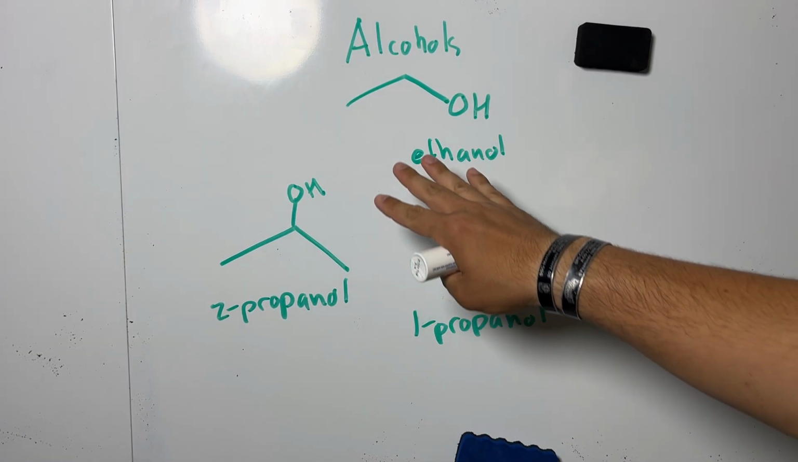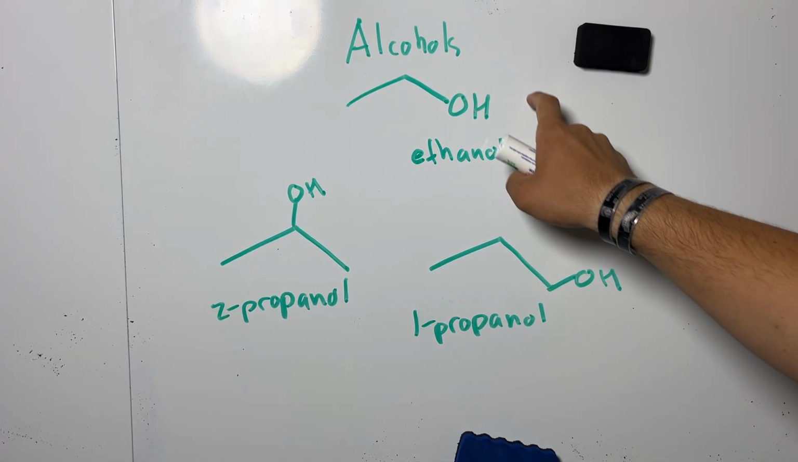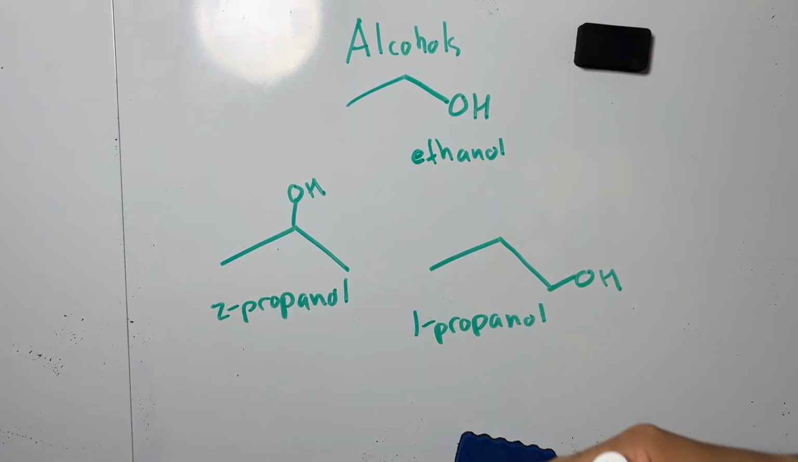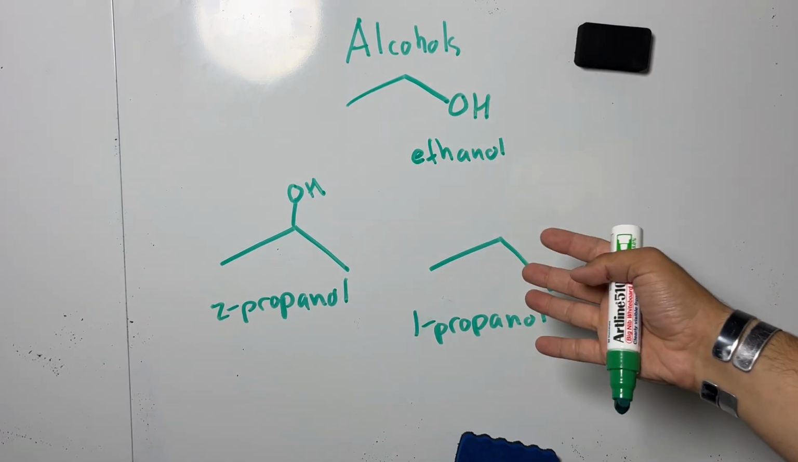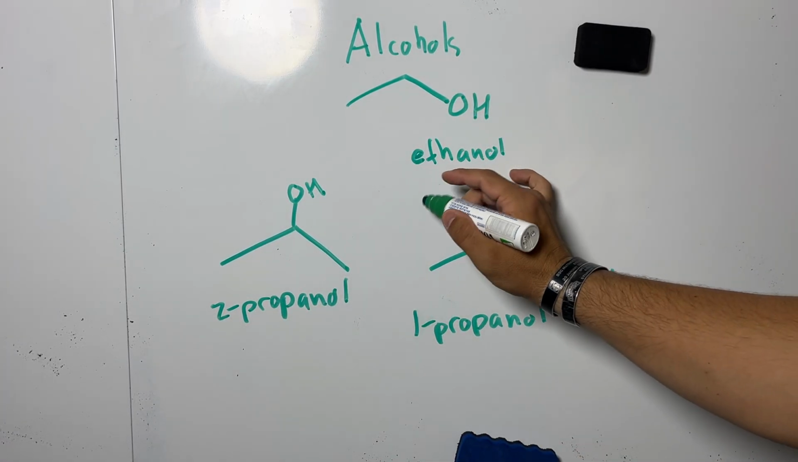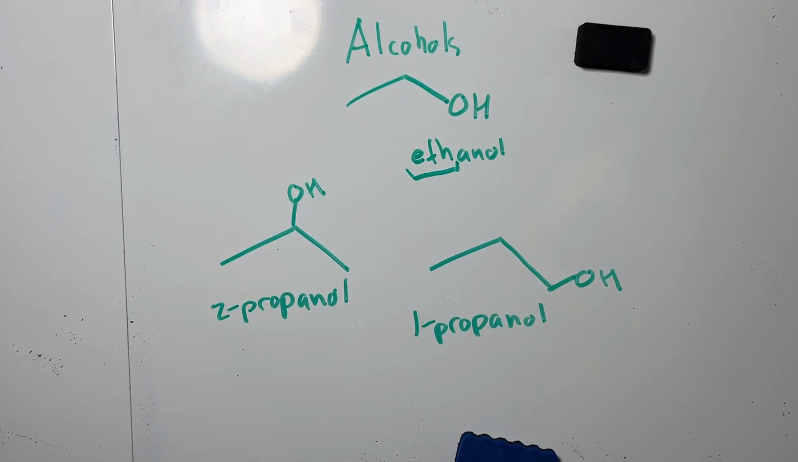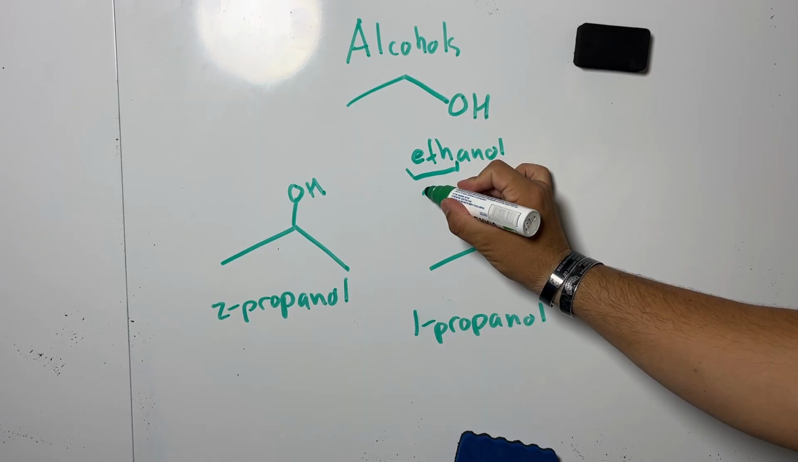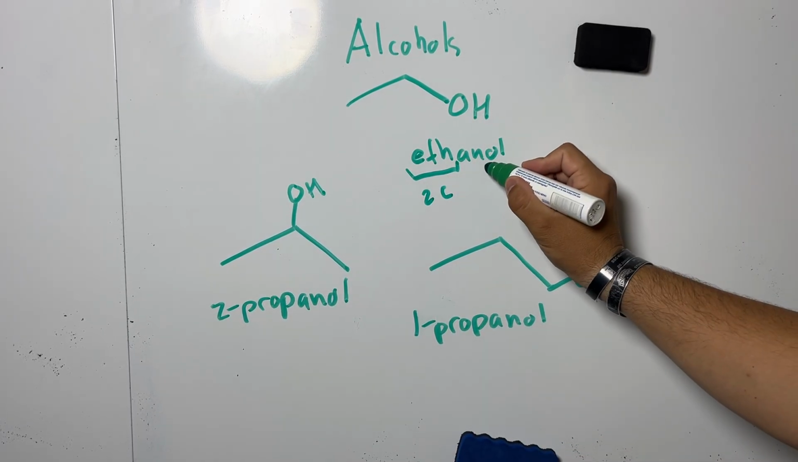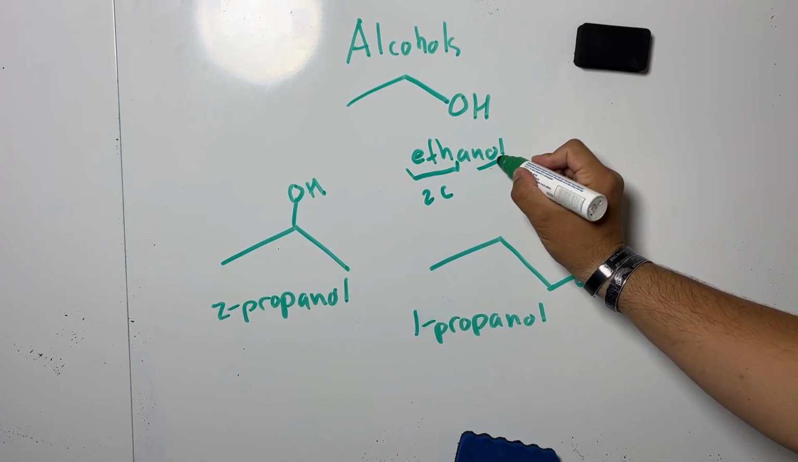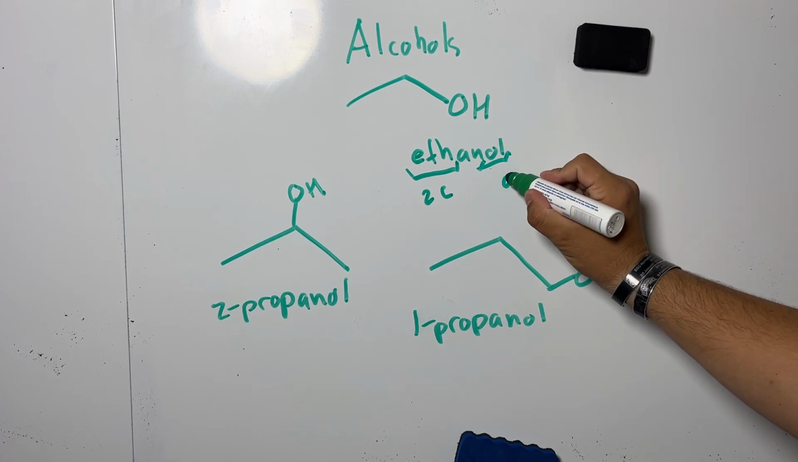Okay, so this is the most commonly known alcohol molecule in organic chemistry. This is ethanol. This is drinking alcohol. And this is our name right here. Just like with alkanes, we have the prefix eth, which tells us how many carbons are in there. So there are 2 carbons, and then ol is the suffix for alcohol.